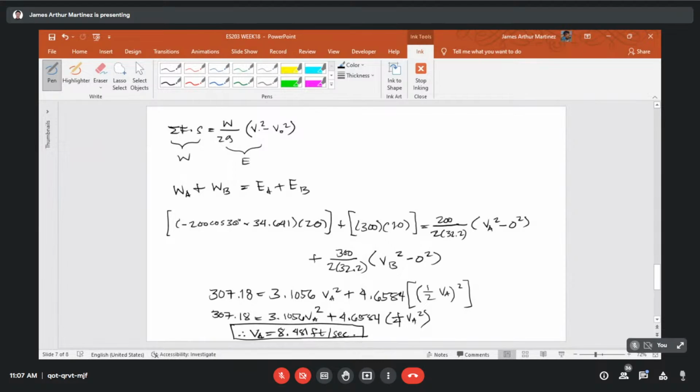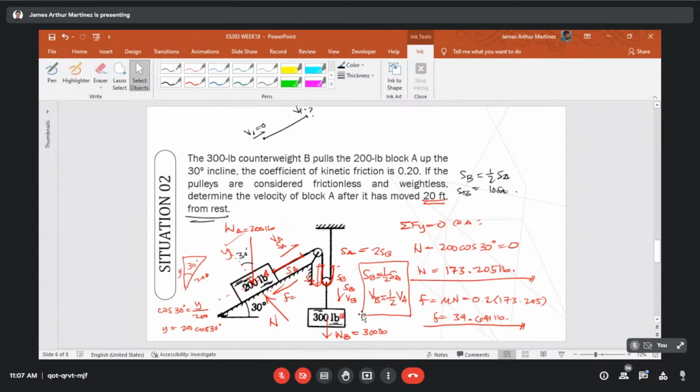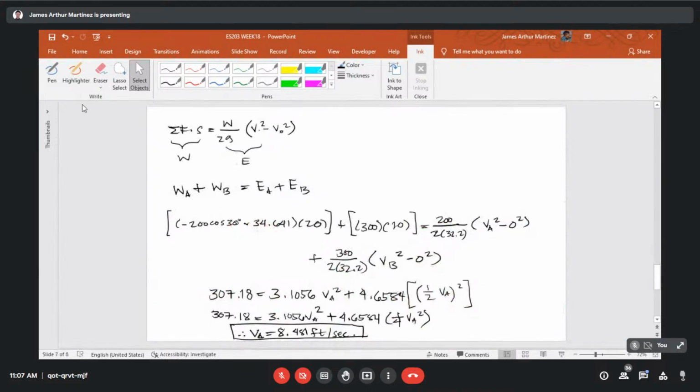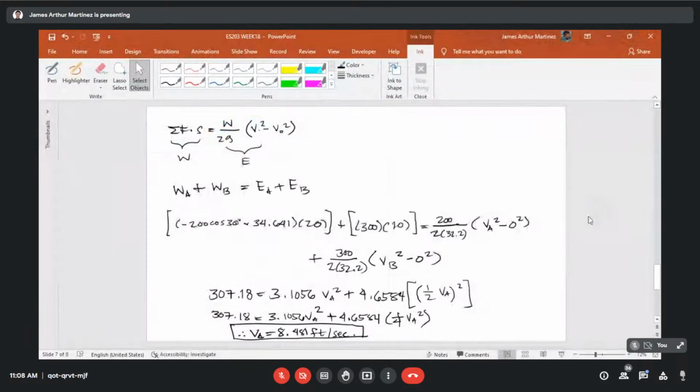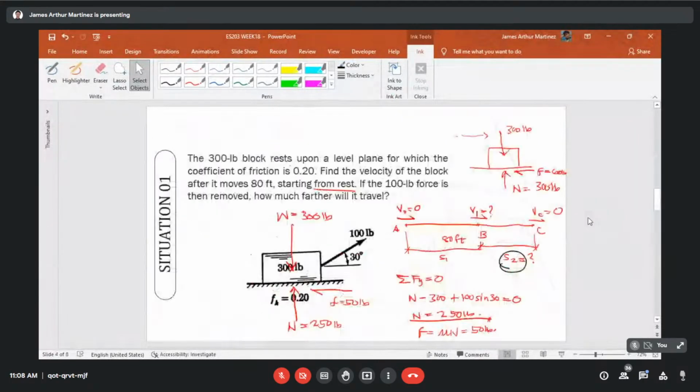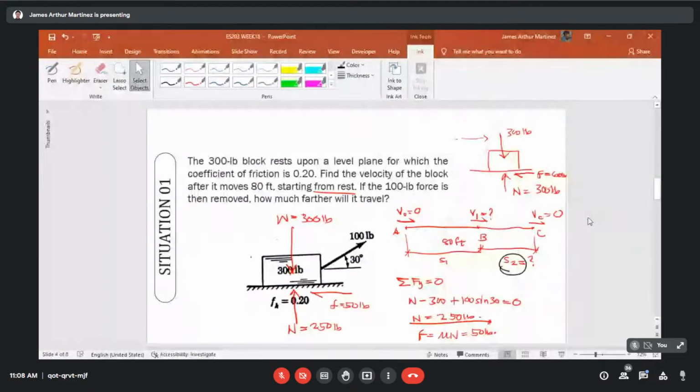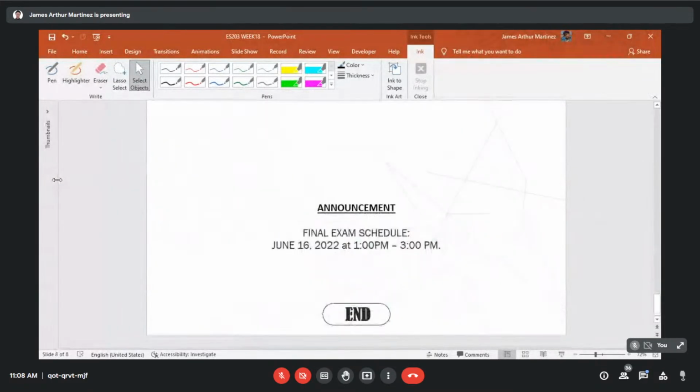Okay? So I think this answers the question in problem 2: determine the velocity of block A after it has moved 20 feet from rest. Therefore, the velocity of block A after it has moved 20 feet is 8.481 feet per second. So, questions or clarifications? None. I hope you understood the concept of the work and energy equation. So I think that's it for this topic, or for this session.